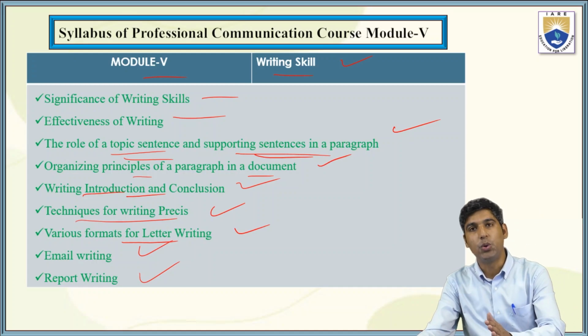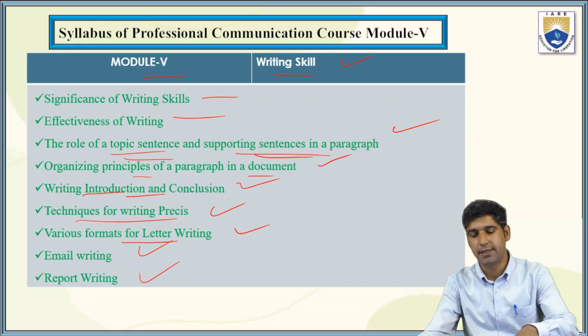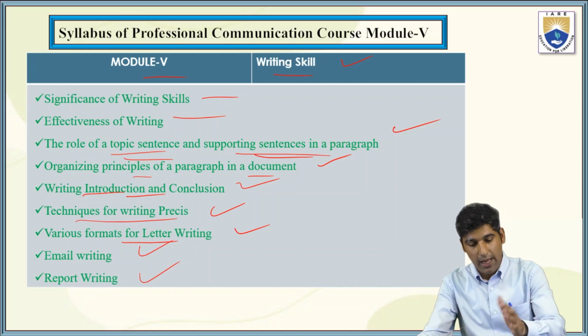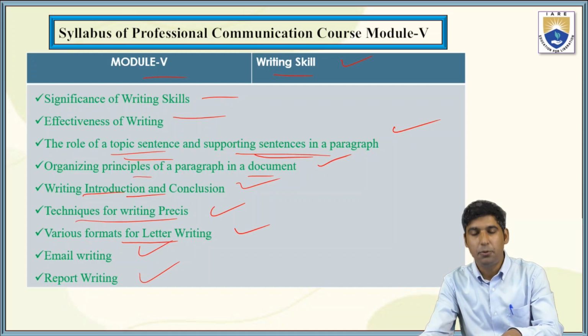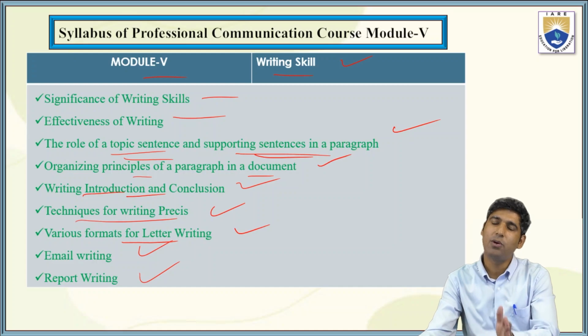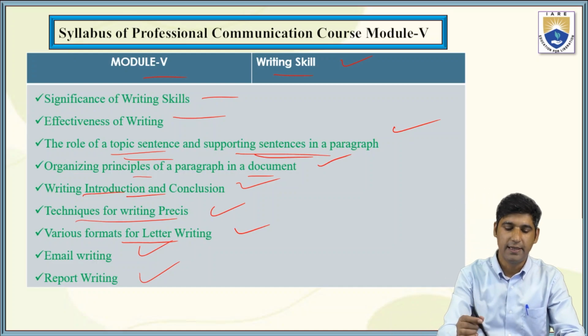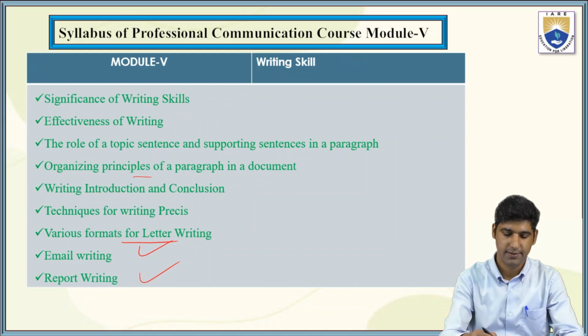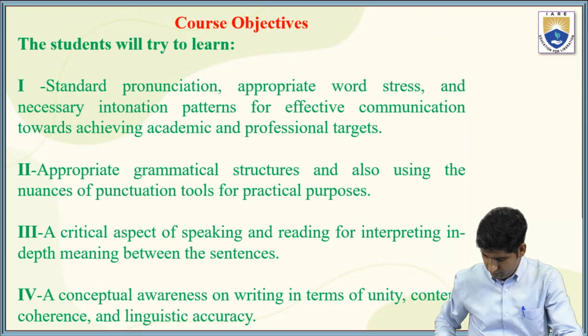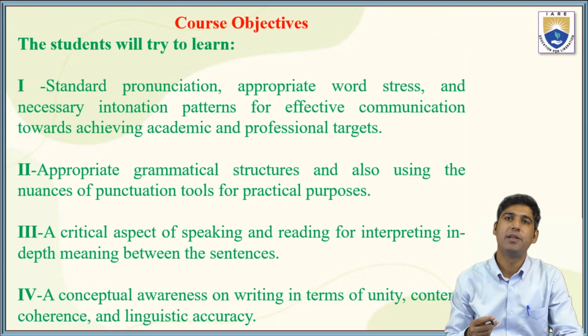Now I'll show you how these different verticals help you to attain the course outcome and how your course outcome is aligned to your program outcome. This we will discover in this lecture. This I will show you in the upcoming slides. Let's first go with the course objectives.